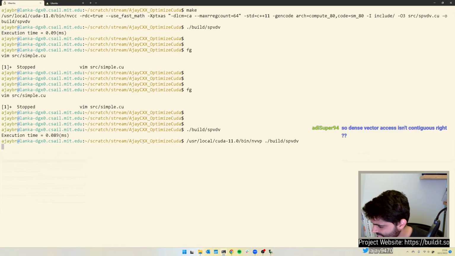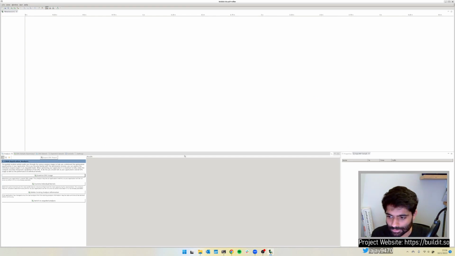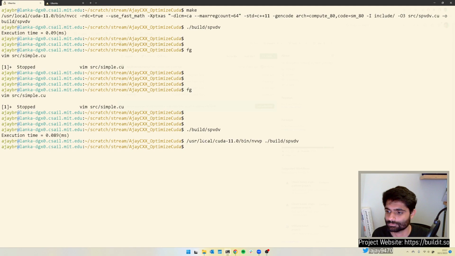So, dense vector access isn't contiguous, right? Yes, the dense vector access is not contiguous anymore because we're using the indices to access into it, so it's scattered in memory. We are doing scattered accesses, reads and writes both. So I did something wrong. Hold up.